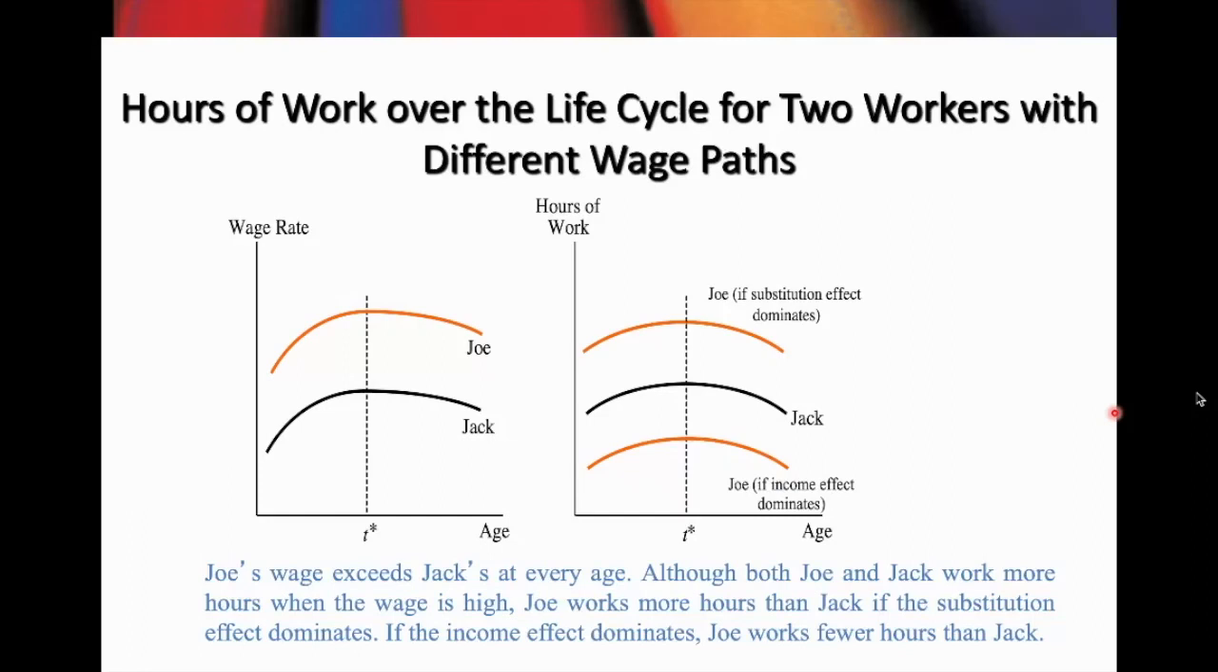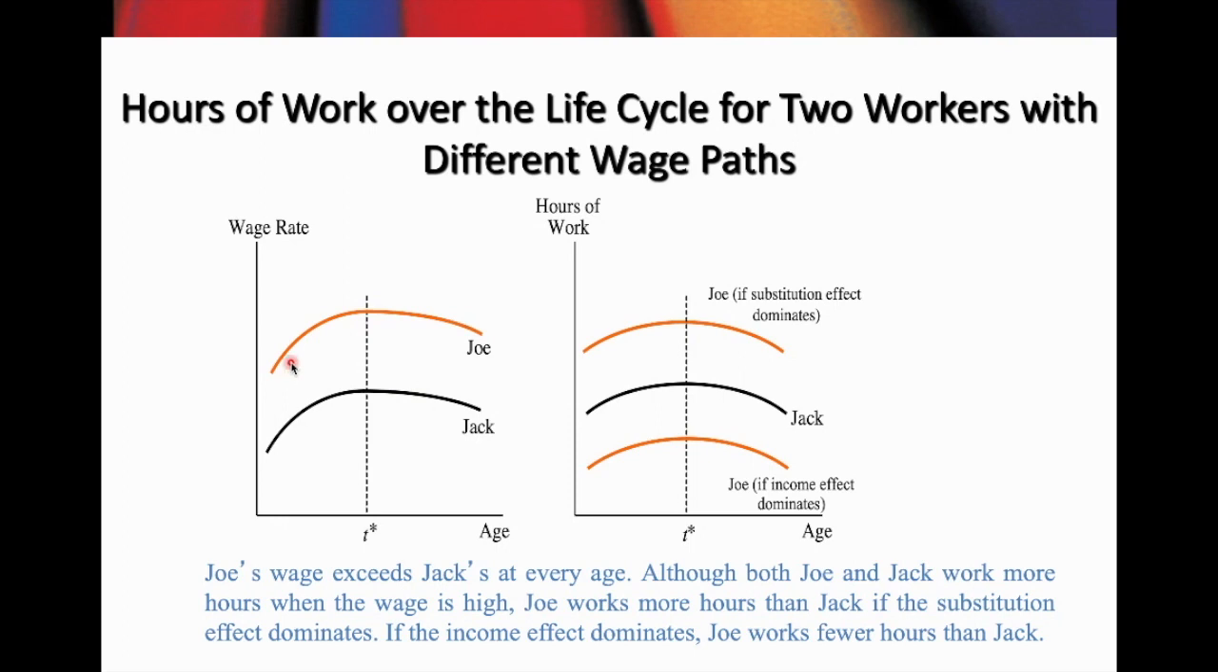Now let's continue with this analysis. What we have here is to make a comparison between two workers to understand their hours of work over the life cycle. And here we talk about two workers with different wage paths. There are two workers and their names are Joe and Jack. Joe's wage is always higher than Jack's wage over the life cycle.